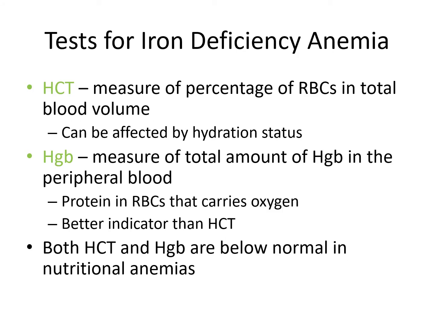Now, tests for iron deficiency anemia, we look at hematocrit, which is measuring percentage of red blood cells in the total blood volume. Now, this can be thrown off by hydration status. We also check hemoglobin, which measures the total amount of hemoglobin in the peripheral blood. So we're looking at the protein in the red blood cells that specifically carries oxygen. And this is a better indicator than hematocrit, but especially if we have both and we have a background, we have a better understanding. So when both hemoglobin and hematocrit are below normal, we're going to see this in nutritional anemias that we can dive deeper into and how we're going to treat them.